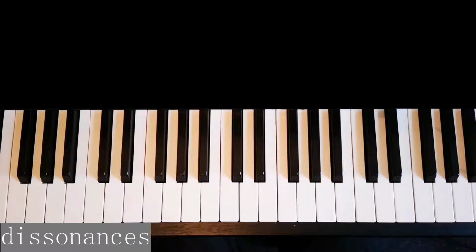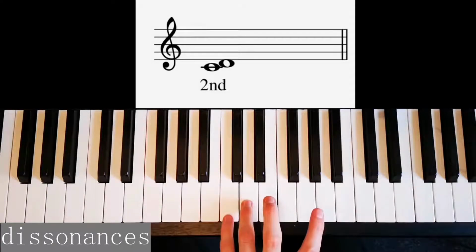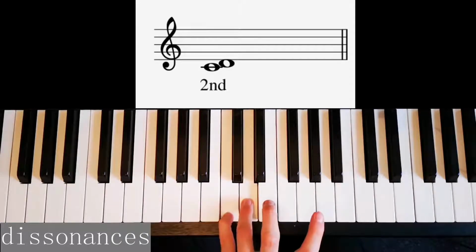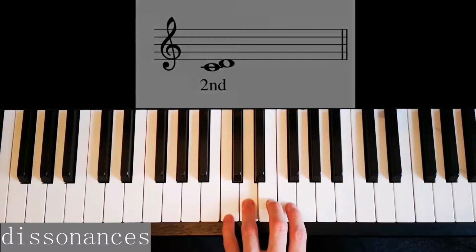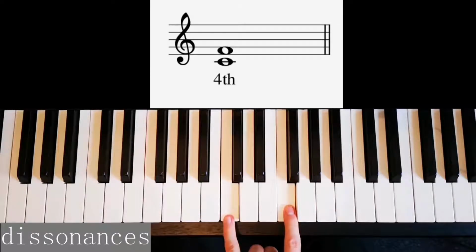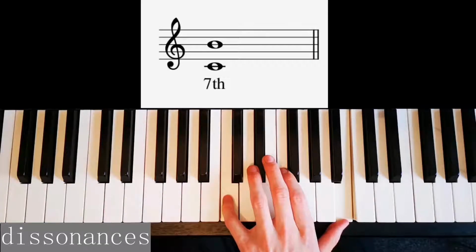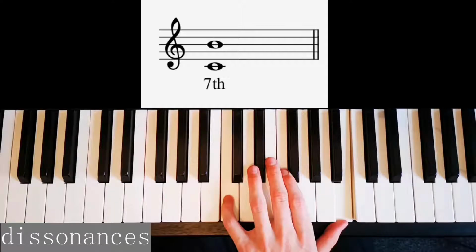In the dissonant category, we have the second. See, it's sort of crunchy, it's a little bit crunchy, that sound. We have the fourth, which can be problematic, and the seventh. And once again, that sounds quite grating.